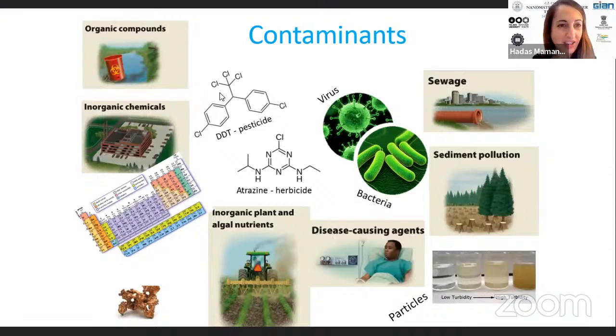When we think about the contaminants that are present in water and wastewater, we have a wide variety of contaminants, and they can include organic contaminants, inorganic chemicals, nutrients, disease-causing agents, herbicides, pesticides, personal care products, viruses, bacteria, antibiotic-resistant genes, sewage, sediment pollution, turbidity, and so on. So the list of contaminants that we can have in water is very wide.